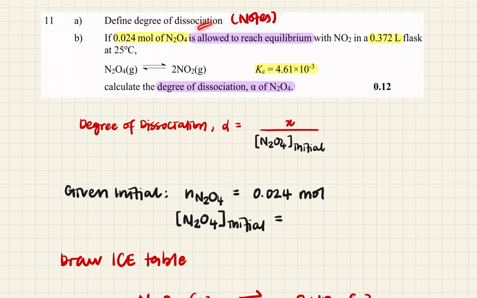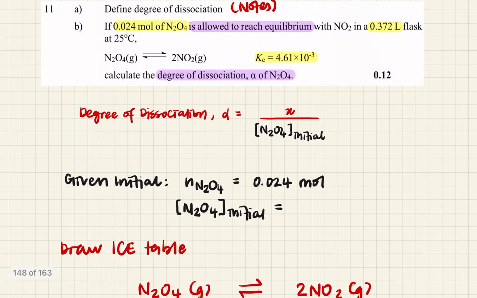Define the degree of dissociation. You can find this in your notes. B. If 0.024 moles of N2O4 is allowed to reach equilibrium with NO2 in a 0.372 liter flask at 25 degrees Celsius, the Kc given is 4.61 times 10 to the negative 3. So calculate the degree of dissociation alpha of N2O4.